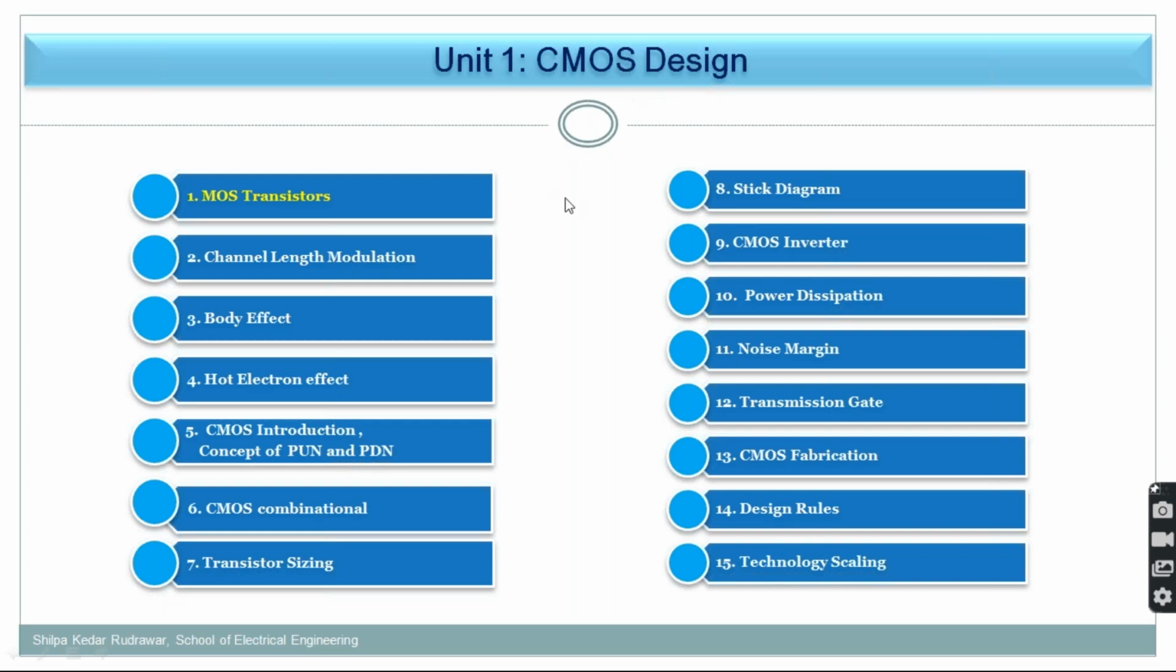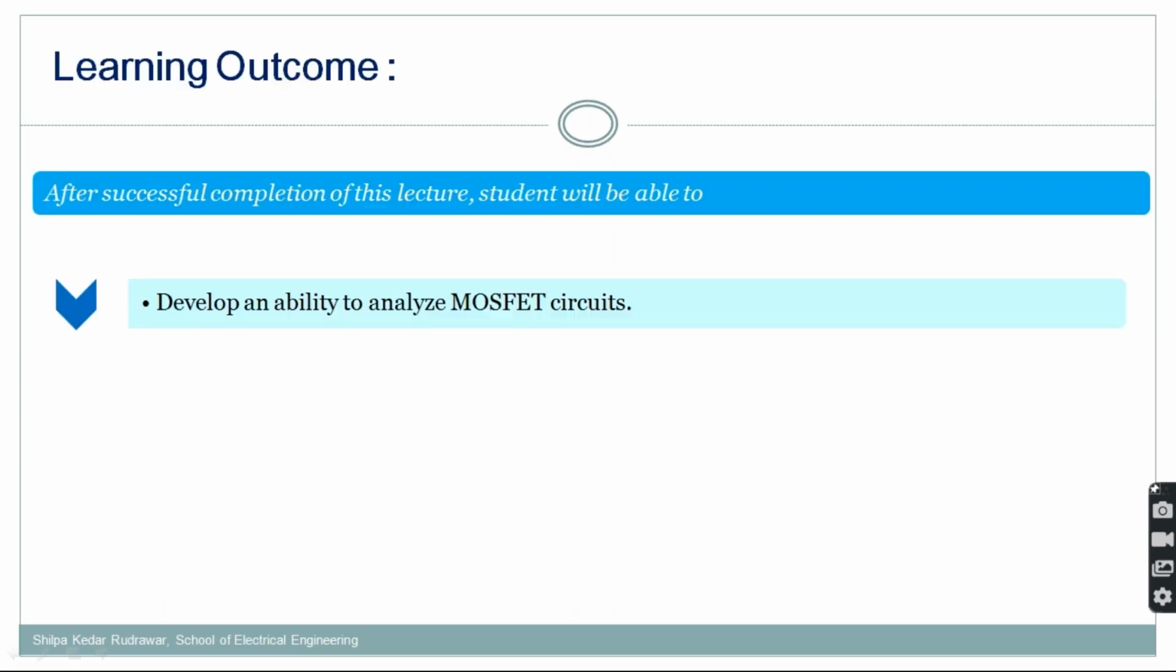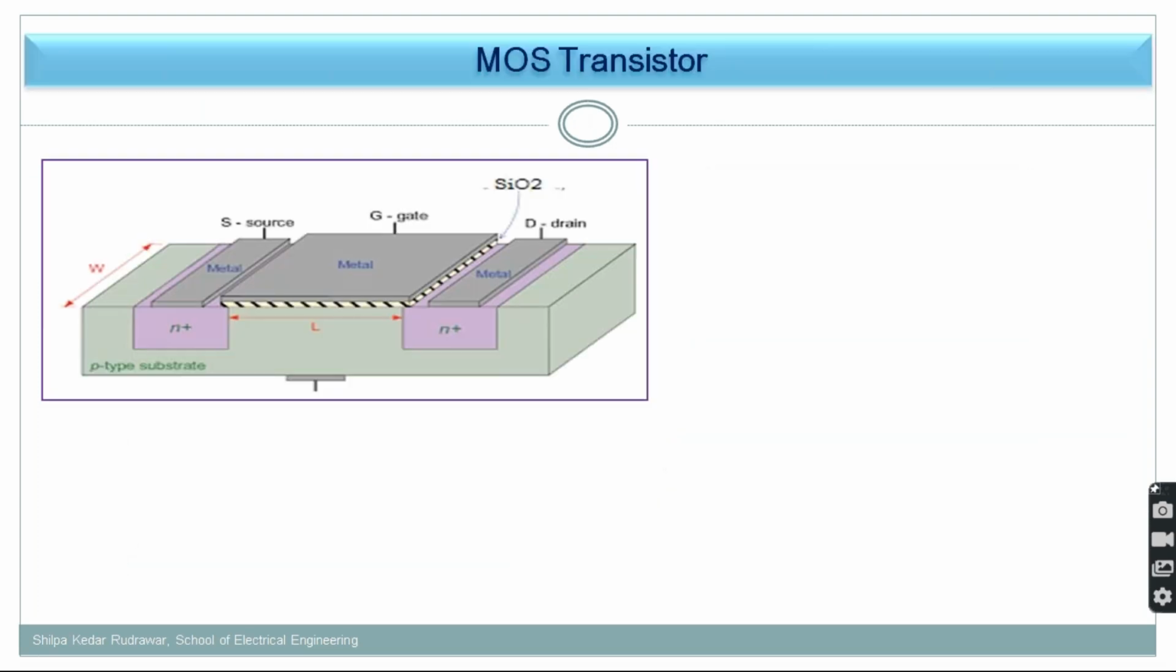So I'm moving towards my first point. I'm recalling the things. So we have started with the MOSFET. These are the topics related to the first unit, and I'm going forward. I told you that a MOSFET is a 4-terminal device, that is source, gate, drain, and substrate.